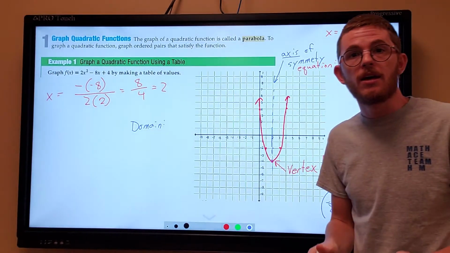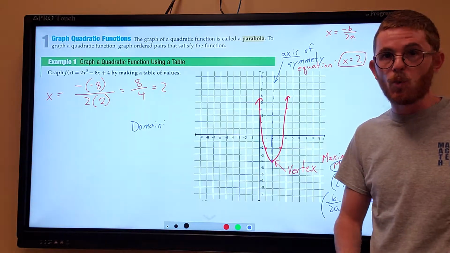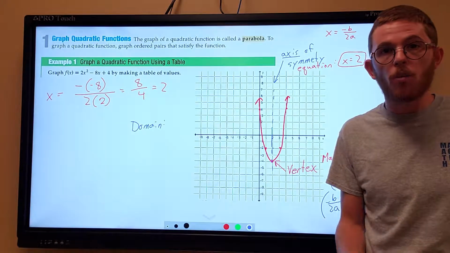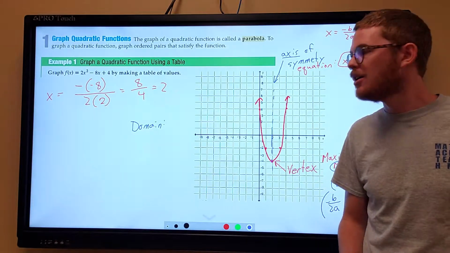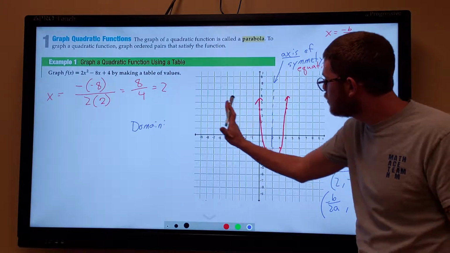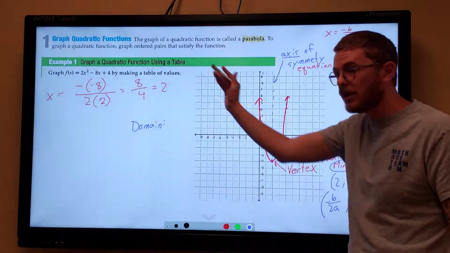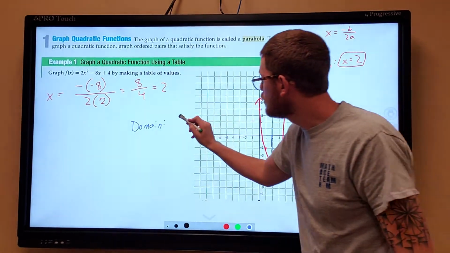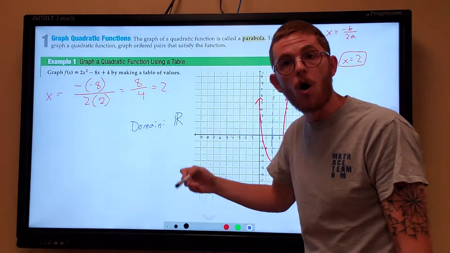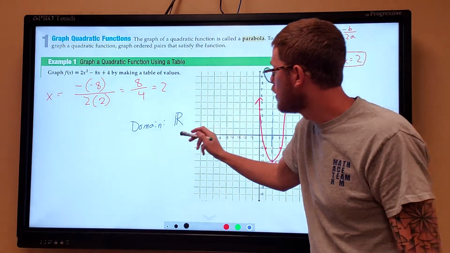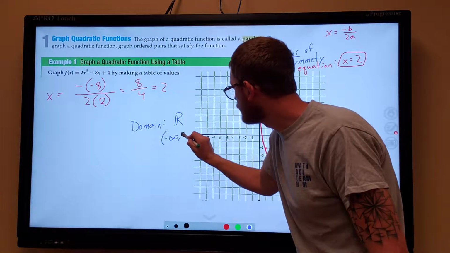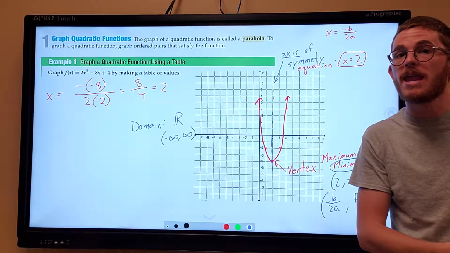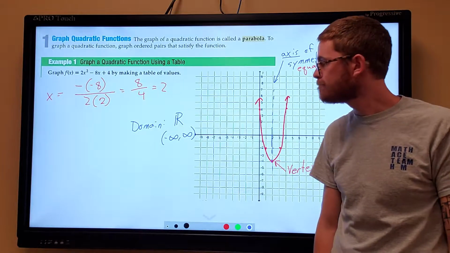The domain is the possible x values. What x values? Well, this is a polynomial, and all polynomials have the same domain. We can see it's opening to the left, it's opening to the right, it's covering all x values. So the domain is all real numbers. We can express all real numbers one of two ways. We've got a symbol. We can say everything from negative infinity to positive infinity.